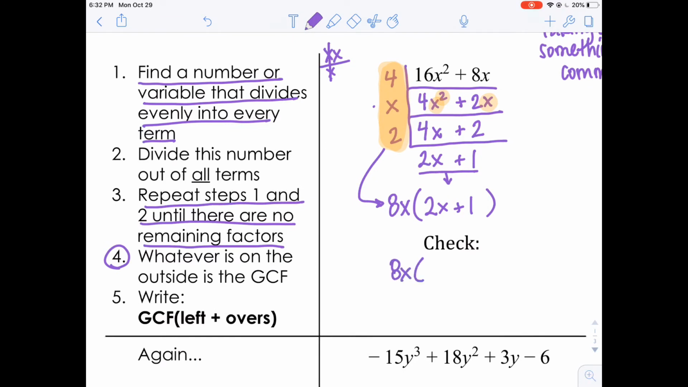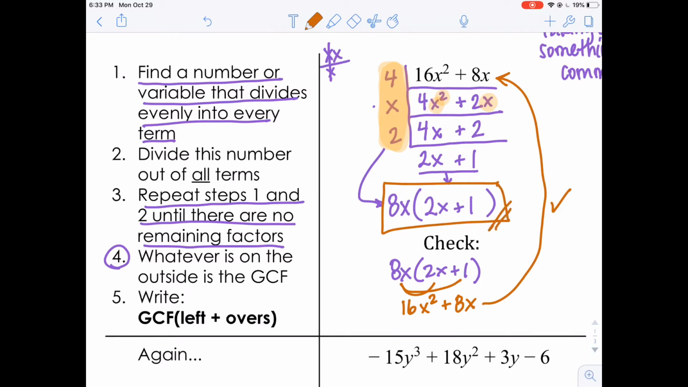If I end up with this as my answer, I know that it's just the opposite of distributing. So I'm going to distribute when I'm going backwards. So I would say, okay, 8x times 2x would be 16x squared, and 8x times 1 would be 8x, like that. If I get the same thing as I got up here, then I know that this is correct, and I know that this is my final answer here. So I'm just trying to take things out. I'm like undistributing. I'm kind of undoing a distribution problem.